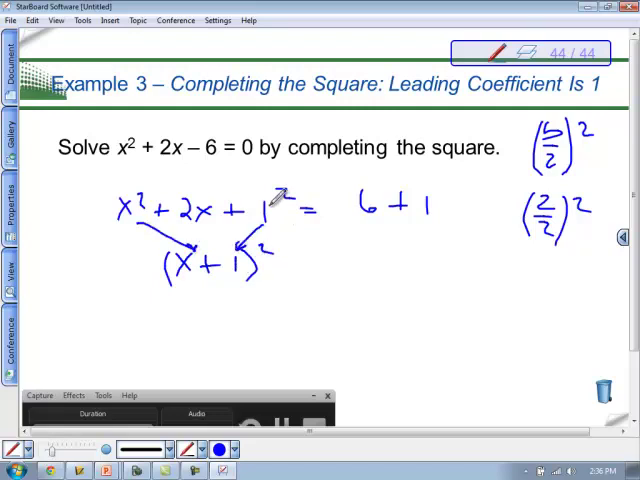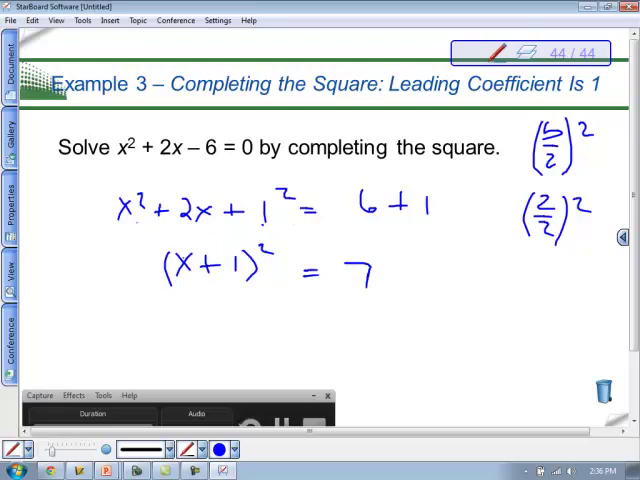For 1, it happens to be the same. 1 squared is 1, so it doesn't matter. But in the future, that might be, you know, like 3/2 or something, in which case it does matter. So this is my factorization now, and that equals 7.